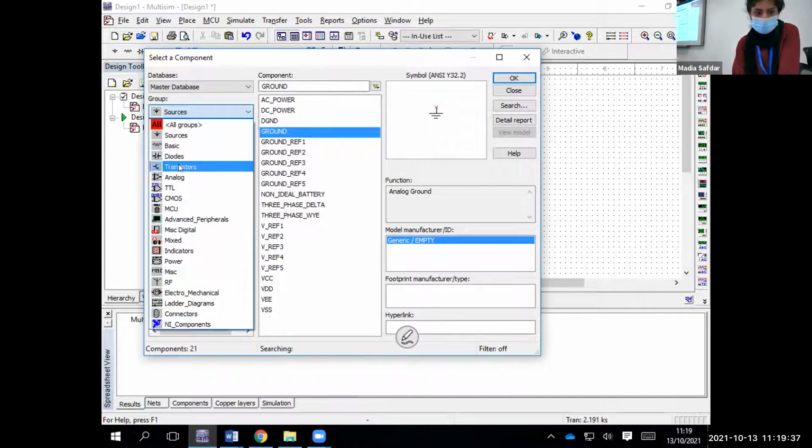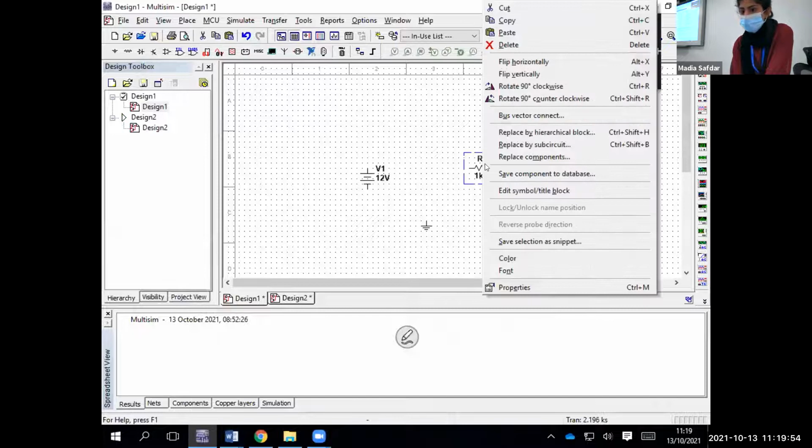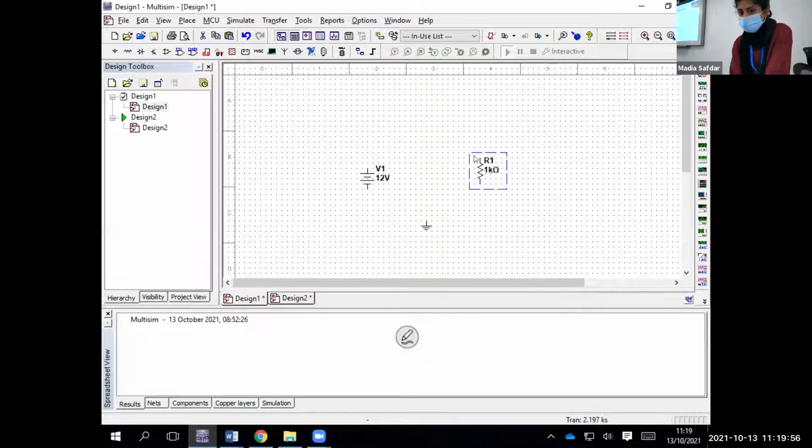Then you will go from here, basic, and then go to resistor. And then we need 1K. You can change the value here: 1 kilo ohm resistor, and then put it here. Then close this, right click on the resistor and rotate it. Then take a wire from here and connect it here.